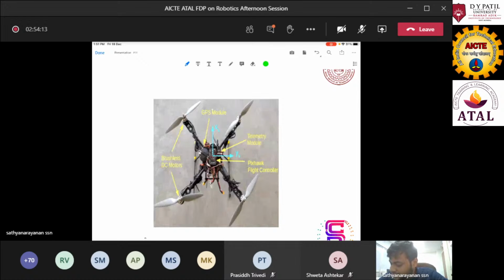So based on the application or the size of the frame, the motor specification is chosen. The basic thumb rule for selecting the motor is that the thrust generated by each rotor should be at least half of the weight of the quad rotor. So the minimum thrust should be that much. Once you buy a motor, make sure that it matches that criterion.